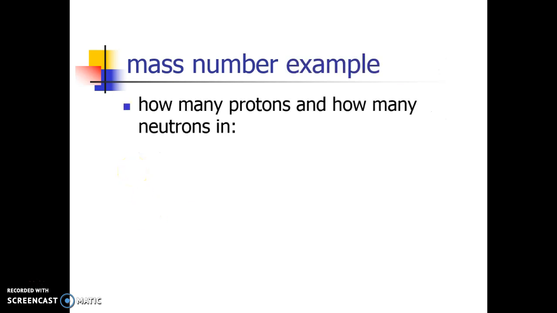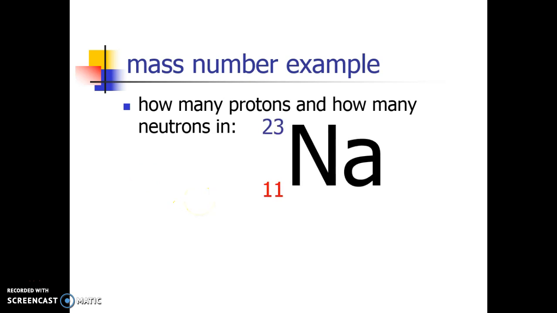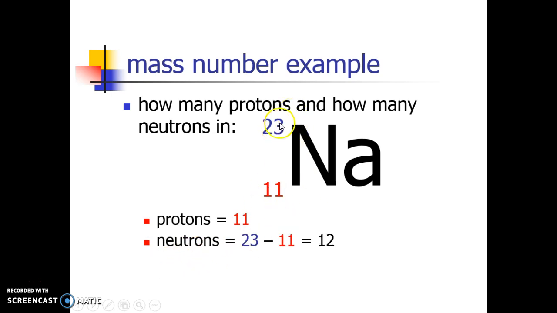So let's do an example. I want to know how many protons and neutrons you have in this atom with the isotopic notation 23, 11, Na. So you actually don't even need to look on the periodic table. You know that the number of protons is 11 because it's sodium and you're given the atomic number of 11. Neutrons must be 23 minus 11, or 12.